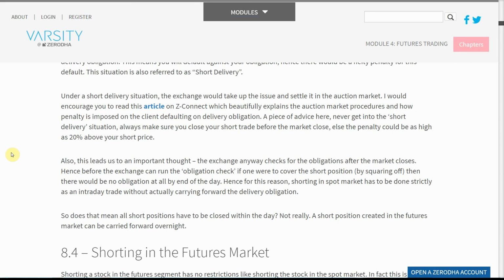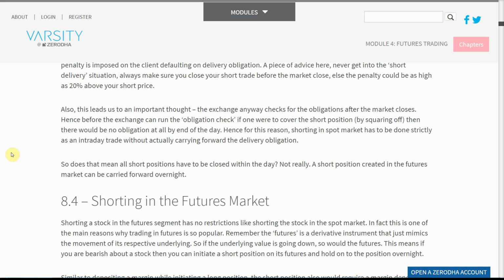Also, this leads us to an important thought: the exchange anyway checks for the obligations after the market closes. Hence, before the exchange can run the obligation check, if one were to cover the short position by squaring off, then there would be no obligation at all by end of the day. Hence, for this reason, shorting in spot market has to be done strictly as an intraday trade without actually carrying forward the delivery obligation. So does that mean all short positions have to be closed within the day? Not really. A short position created in the futures market can be carried forward overnight.